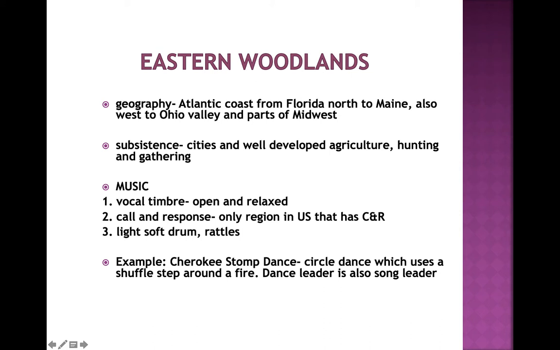An example of Eastern Woodlands music and dance would be the Cherokee Stomp Dance. This is a circle dance which uses a shuffle step around a fire, and it's a group of people stepping around a fire in a counterclockwise motion, and the dance leader is also the song leader.